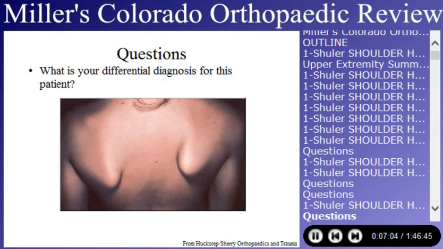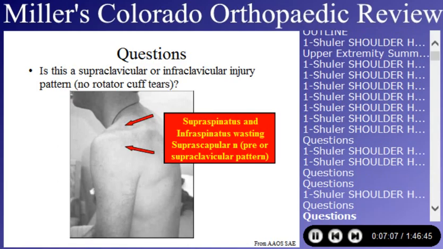This is a great picture. You see the scapular spine, so you know there's atrophy in both the infraspinatus and also supraspinatus. The question then is this patient doesn't have a rotator cuff tear. Is this a supraclavicular, infraclavicular pattern? The reason why I put this test question on, they try to fool you also, is pre or postganglionic, pre or postclavicular type injury. And what is this then? So you have suprascapular nerve involvement. It's one of the preclavicular branches. So right there, you have infraspinatus, supraspinatus wasting, suprascapular nerve involvement. So it's a pre or supraclavicular pattern.